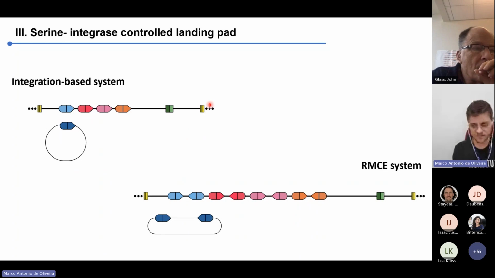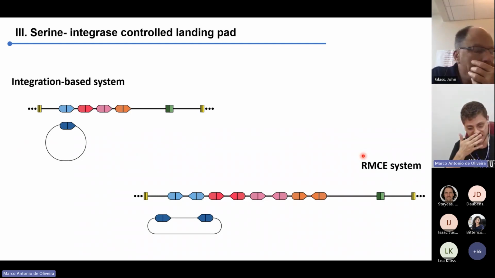The main one I used as an example before is the integration-based system, where you have just one site in each molecule and you have the insertion. Or one we never worked with here, but in the literature, it's a very common way of using such integrase.